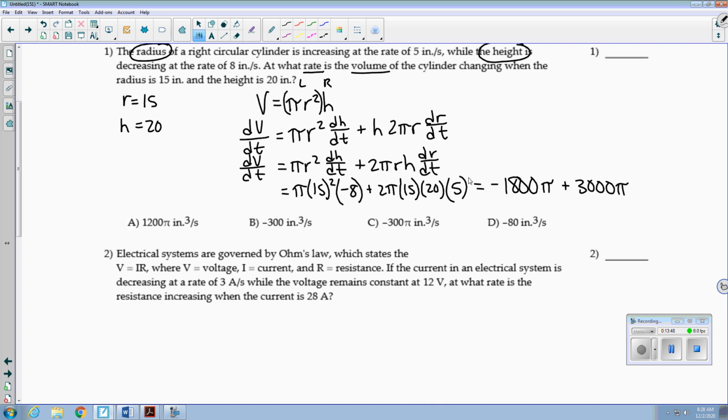So make sure we pay attention to these answers. If we have multiple 1200 pi's, we want a rate of change of volume. So we want to make sure our label is whatever the quantity is cubed, so cubic inches per second in this case, so A.